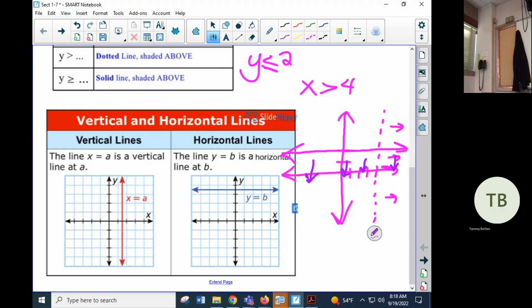Some people using colored pencils will shade this region one color and this region another color. I would do it lighter. And then where those two colors overlap would be your answer. So in our case, our answer would be right here. What that means is if you picked any point in this region and put it into these two equations, it would work.